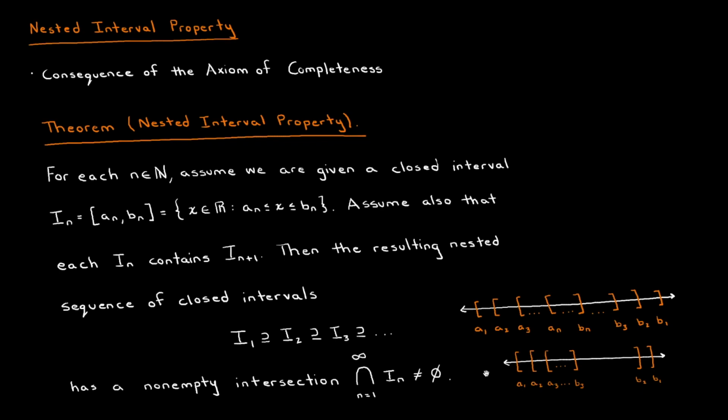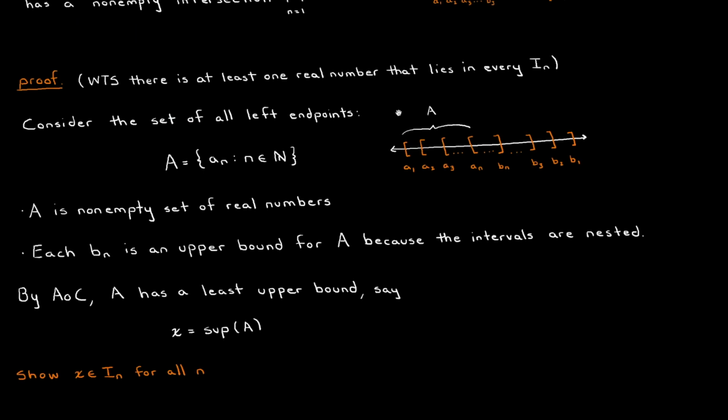But as a visual diagram, let's say the first interval I_1 is from a_1 to b_1. Then the next interval I_2 must be within the first interval, so it could possibly be a little bit smaller. So here's I_2, it's from a_2 to b_2. And then I_3 must be contained within both of these. So here is possibly I_3, it's between a_3 and b_3. And we keep going in this fashion forever. The claim is that there will always be a number, or possibly infinitely many numbers, that are contained within all of these intervals. Now let's get started with the proof.